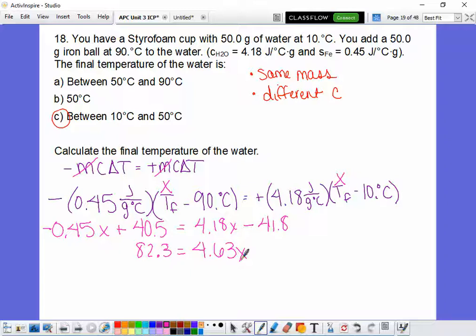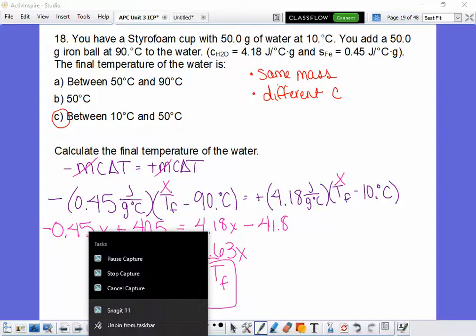Now in terms of sig figs, if you're looking at your temperatures, notice that we only had 2 sig figs for both of those. We were significant to the ones place. So our answer is going to be significant to the ones place. So what do you get? 18, yeah? So that's our final temperature.